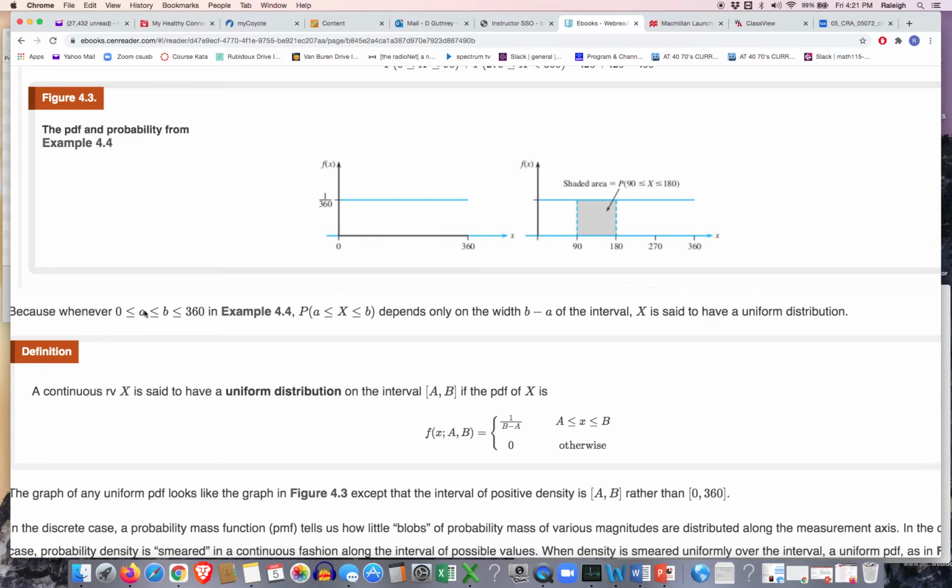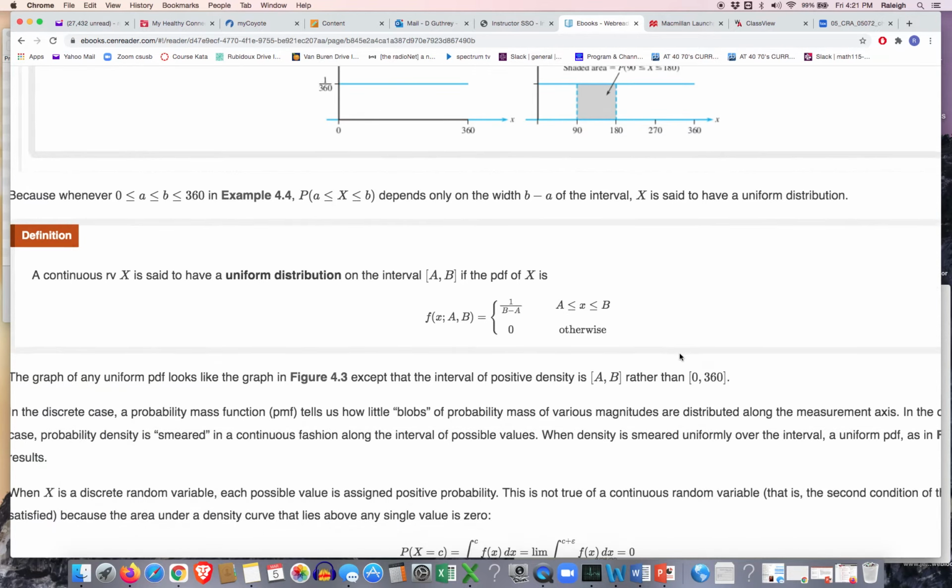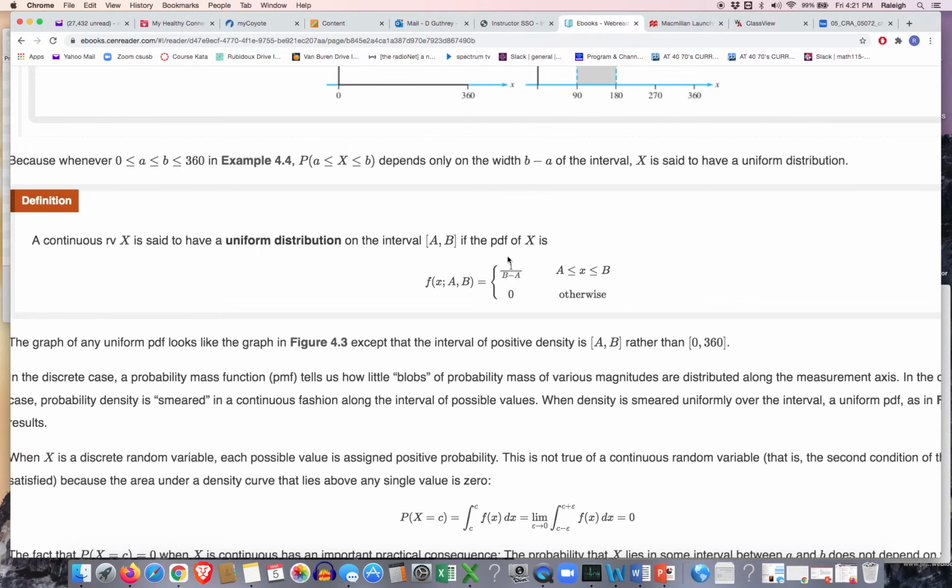So whenever A is less than B, between 0 and 360, it really just depends on the width, B minus A, of the interval, because our height is always the same. That kind of evens things out. So we have a uniform distribution here when it stays between A and B and becomes rectangular, and that's what it is. We just have a rectangle. We're slicing bread. The way I look at it, we take a big quarter-sized slice of the bread, and that's our probability. B would be 180, and A would be 90, for example, and that's 1 over B minus A.